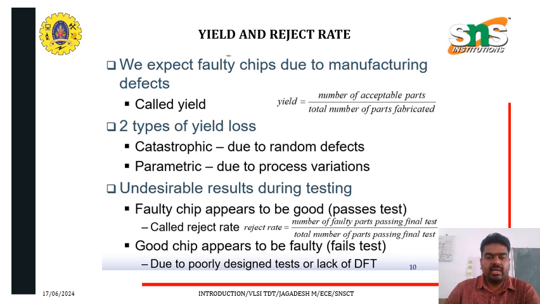Yield and reject rate. Yield is nothing but the number of acceptable parts divided by the total number of parts fabricated. Reject rate is the number of faulty parts passing final test divided by the number of parts passing final test. These are the two important parameters where VLSI testing is to be performed.